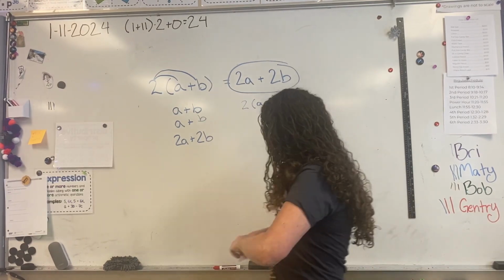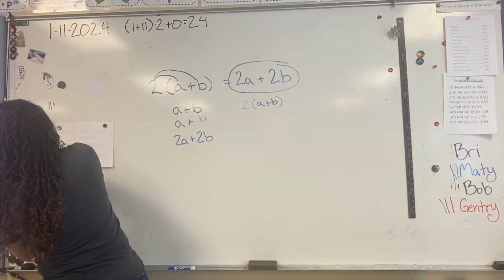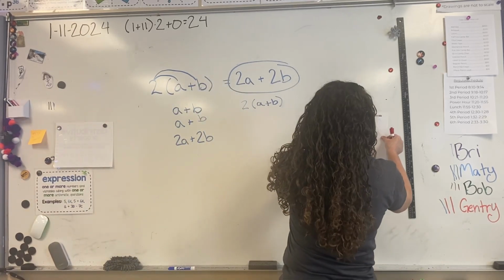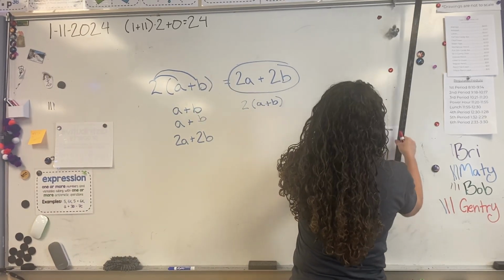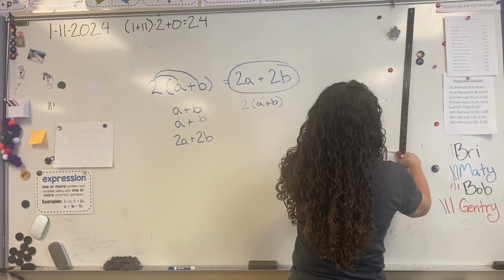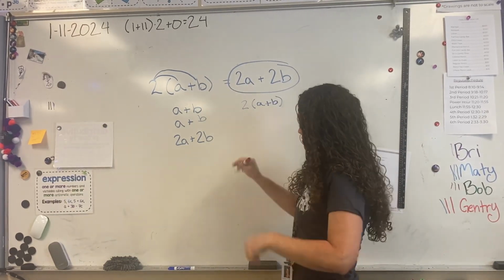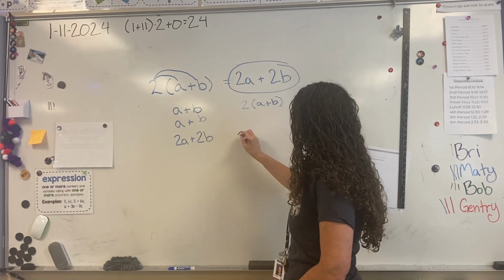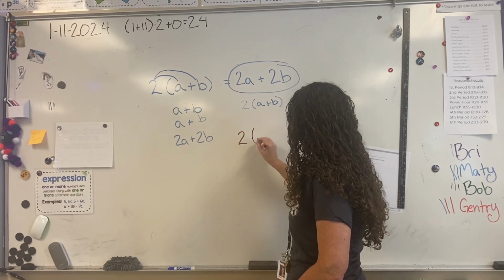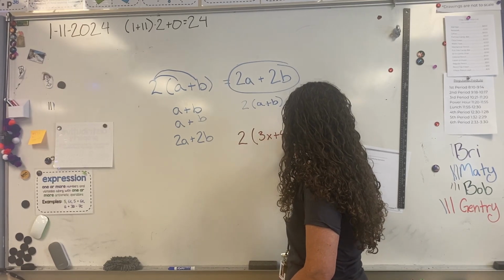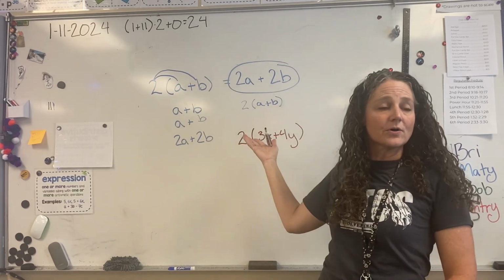So let's do number 2. Write an expression that is equivalent to double 3x plus 4y. Well, what does doubling mean? Just times by 2. So we're going to times that whole thing by 2. Looks like that. We times that whole thing by 2.